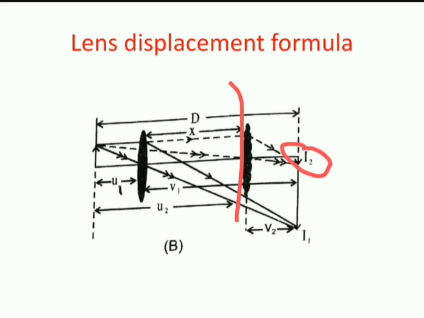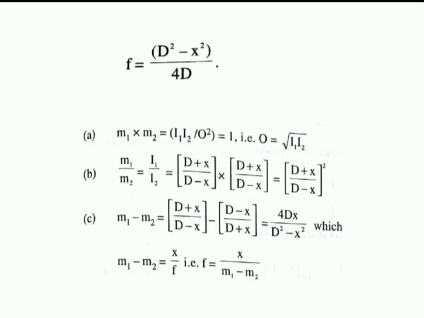So find out the distance between the two positions of the lens where you have got a clear image on the screen, and that distance is x. If you know x and capital D, you can find out the focal length by using the relation f is equal to D square minus x square by 4D. They'll give you capital D as well as x, and capital D should generally be greater than 4 times the focal length of the lens. Only then your images will be real and formed on the screen.